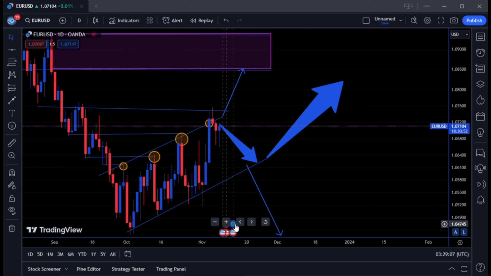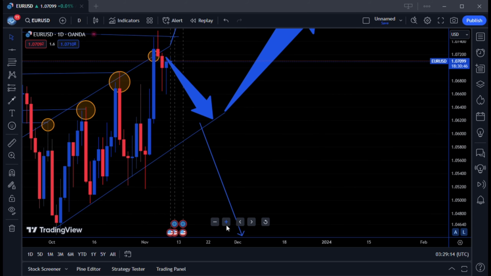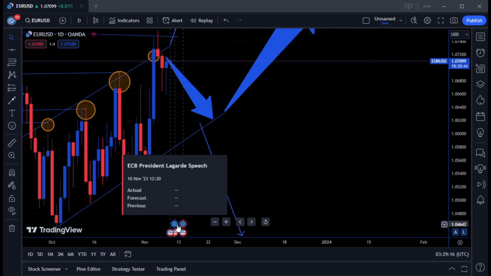From the European zone, the focus starts on the Economic Sentiment Index. This is a very important economic data, so the outcome of these will have great impact on price movements. That is, if there is significant difference between the forecast and the expected data. Next, the focus shifts to Lagarde's speech, the ECB president. Speeches like this can trigger high volume movements of price when it deviates from expectations.